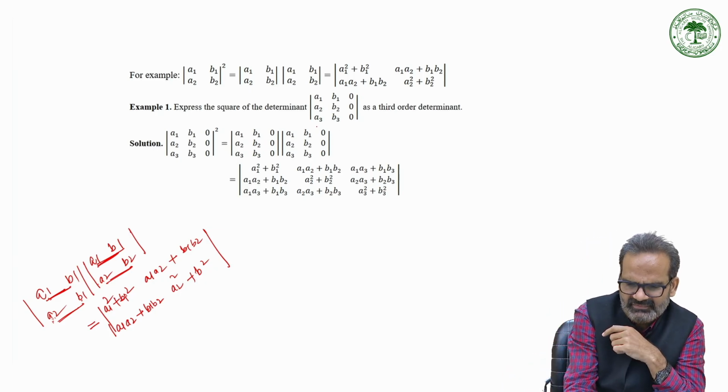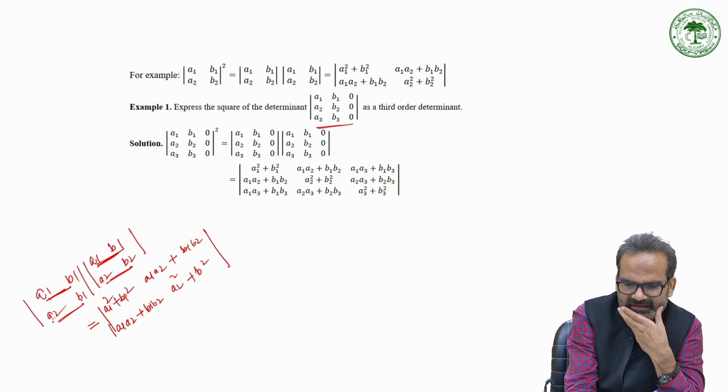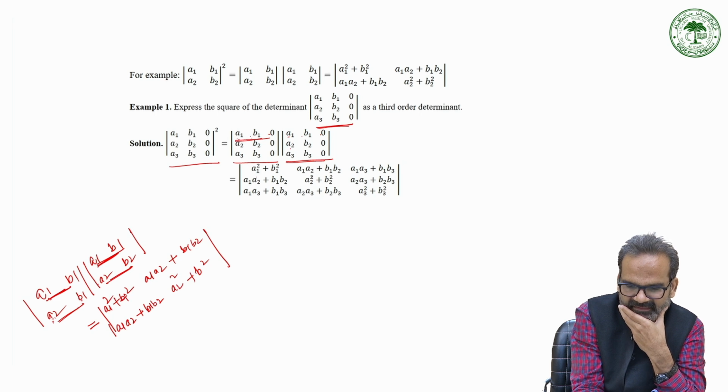Similarly, you can proceed for this question also. Express the square of the determinant, that is, find the square of this determinant as a third order determinant. So this square means this determinant is multiplied by itself, right? Now take this row: a1 into a1, a1 square, b1 into b1 is b1 square, 0 into 0 is 0. Now the first row with the second: a1 into a2 plus b1 into b2, and this with the third: a1 into a3, b1 into b3, you will get this, right?